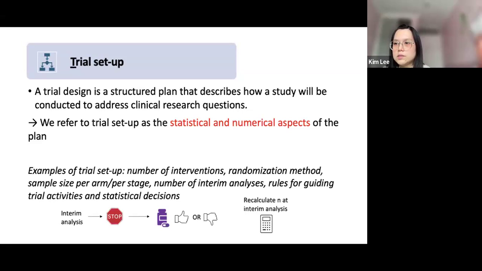The items of trial setup that I've listed here is not an exhaustive list. Out of the many items, the rules for guiding trial activities and statistical decisions are the most challenging one. In my opinion, trial statisticians need to have a rough idea on what the rules can potentially lead to when advising what rules to use for guiding trial activities and statistical decisions. It is this rule that makes a design complex.